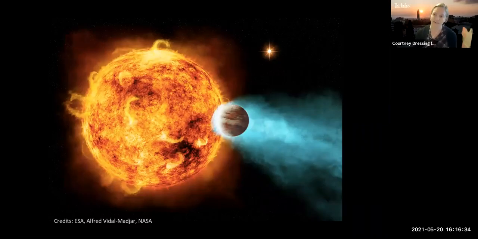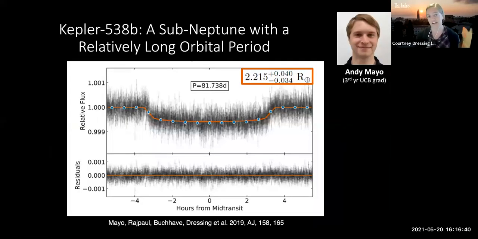But for today, I wanted to show you just a little bit of one of the planets we've been working on over in California. Graduate student Andy Mayo, who is finishing up his 3rd year of grad school and just starting his 4th year. Graduation was on Sunday, so I suppose I should say he's a 4th year. Recently led a paper on the planet Kepler 538b. This was a planet that he started working on in collaboration with his Fulbright Scholar Advisor, Lars Buchhave, who is in Copenhagen, and graduate student, or now postdoc, Vinesh Rajpal.